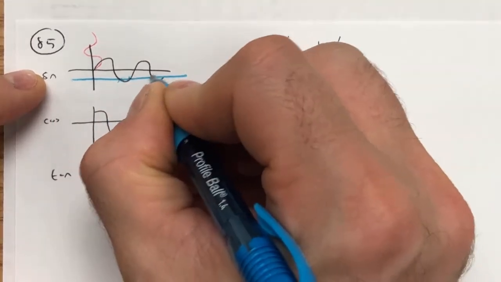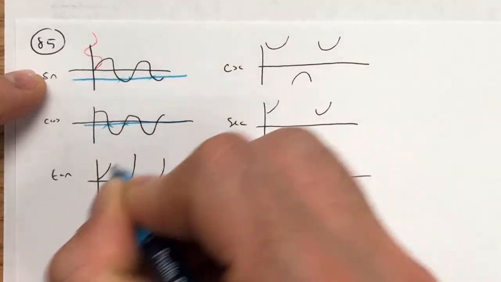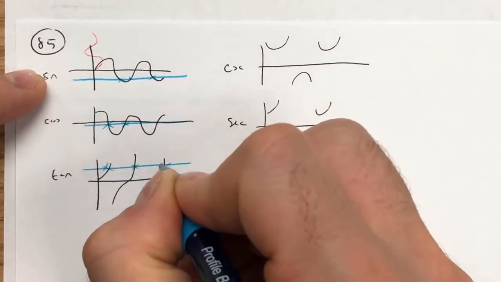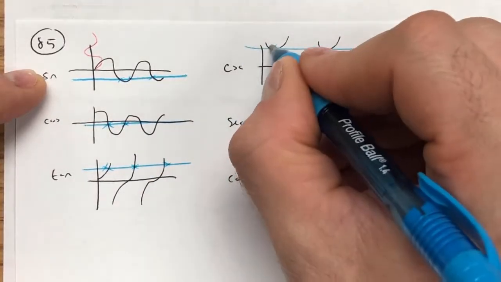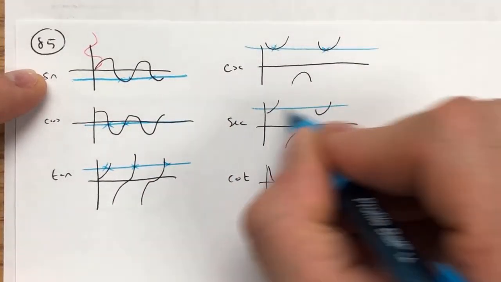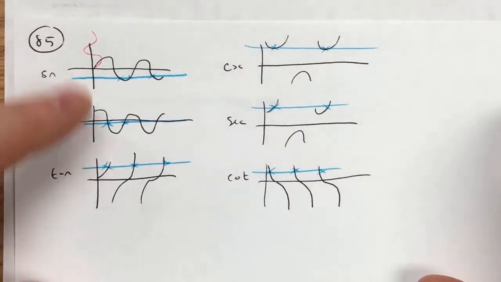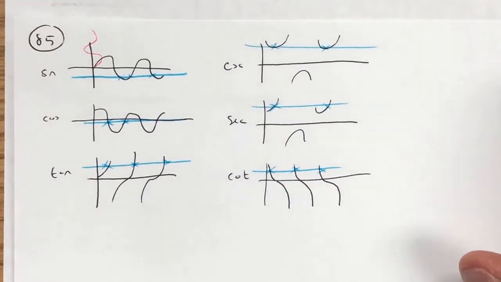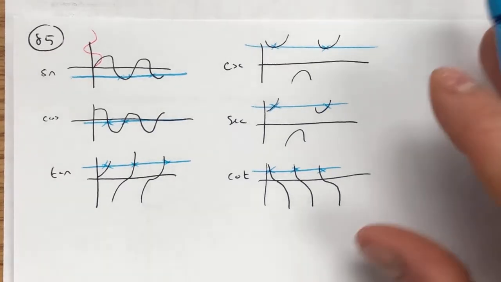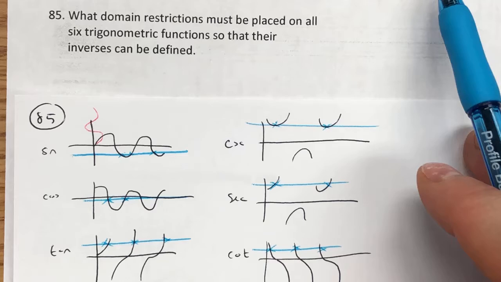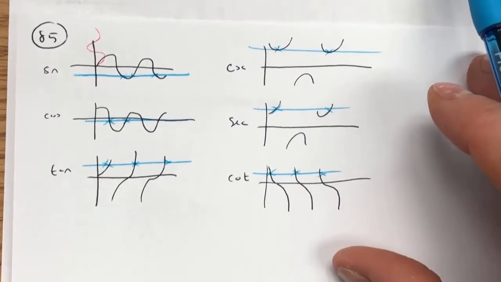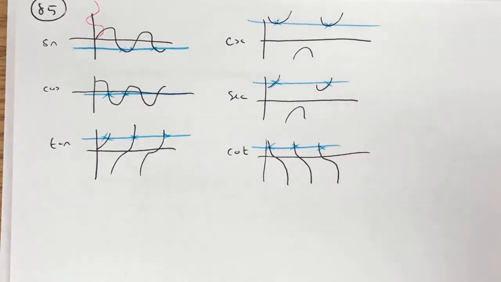Nope, nope, nope. And so we see the horizontal line test makes all 6 trigonometric functions fail. So let's take a peek at what domain restrictions must be placed on all 6 so that we can define their inverse functions.